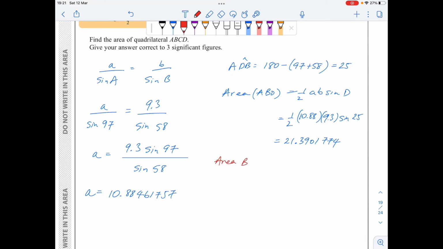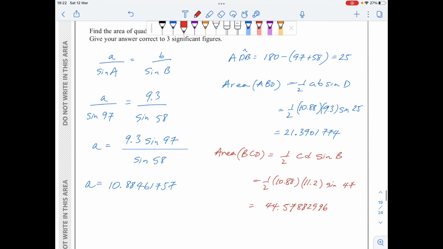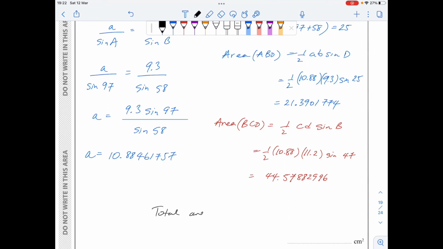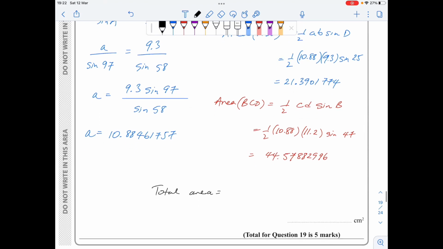And then I'll proceed to find the area of the red triangle. So the area of BCD is equal to 1 over 2 times c times d times sine of B, which is equal to 1 over 2 times 10.88 times 11.2 times sine of 47. This is equal to 44.5788. So the total area is equal to the sum of the two areas, that's 65.969 and so on, which is 66.0 to 3 significant figures.